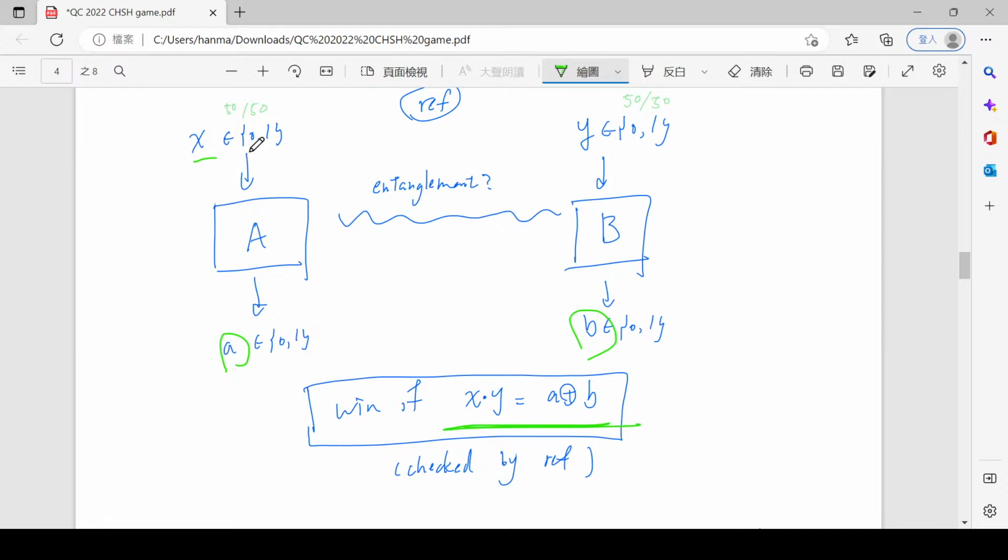Is X times Y equal to A XOR B? The referee will check this, and if this equation is true, then Alice and Bob win. Okay.